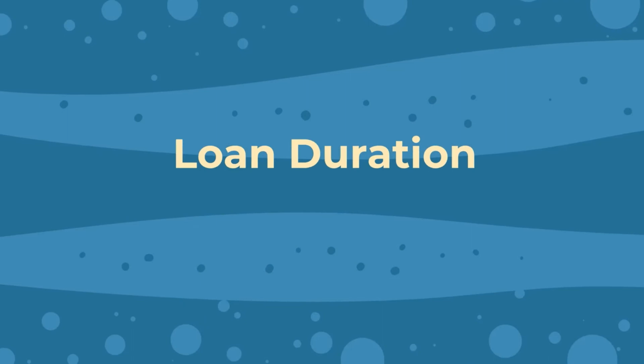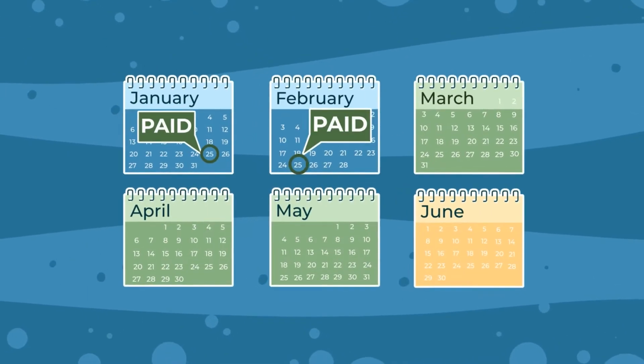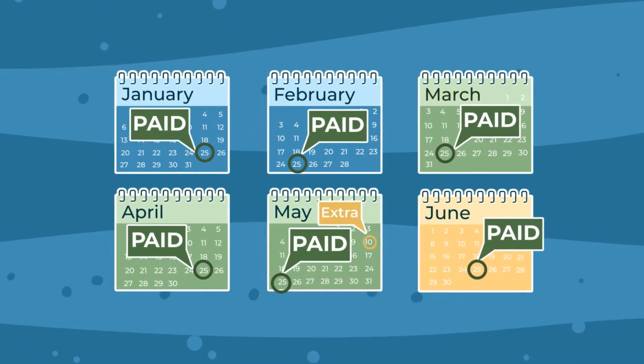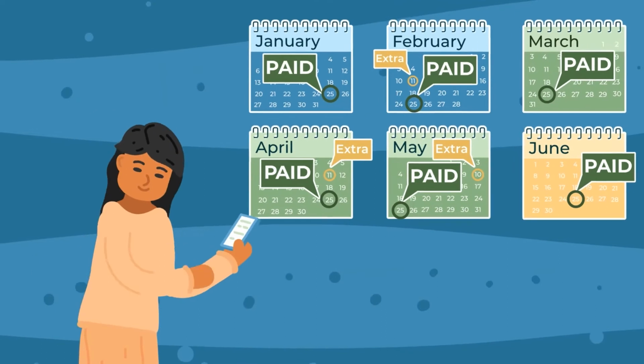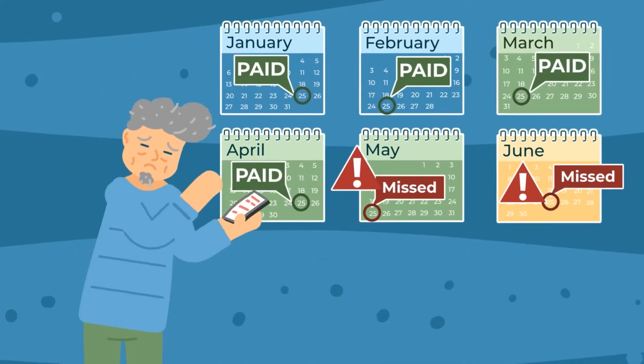Loan duration is the time period in years that it will take you to pay off the principal and interest if all monthly payments are made exactly on schedule. If you make extra payments or larger payments, you'll pay off the loan sooner than this. If you miss payments, then it will take much longer.